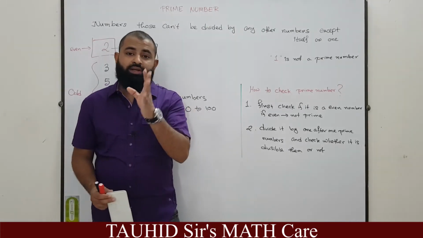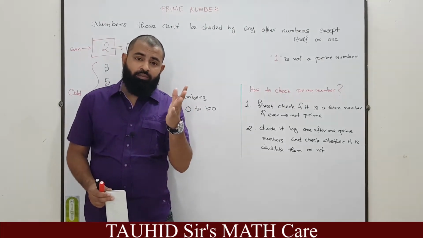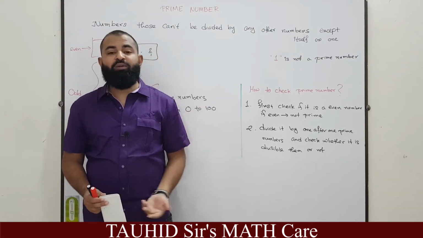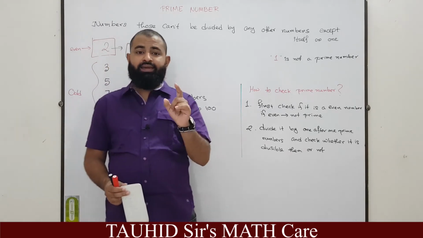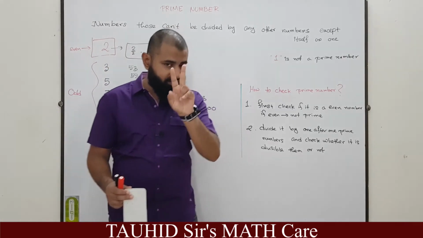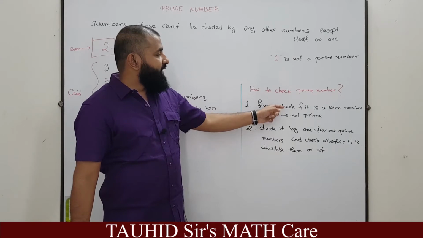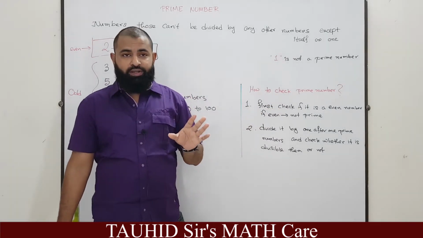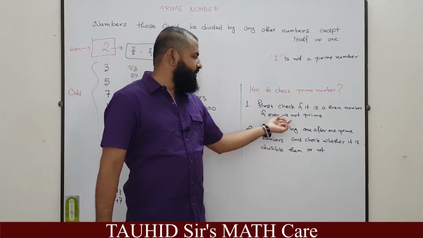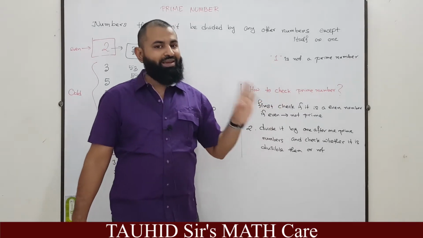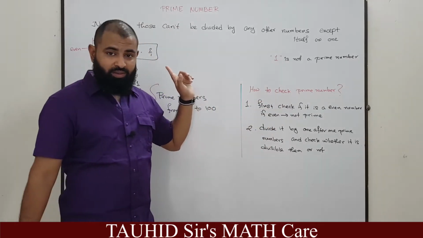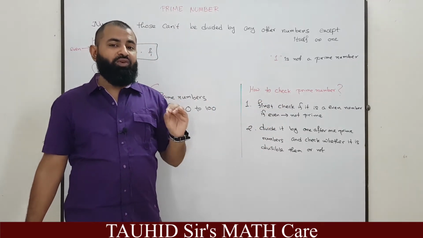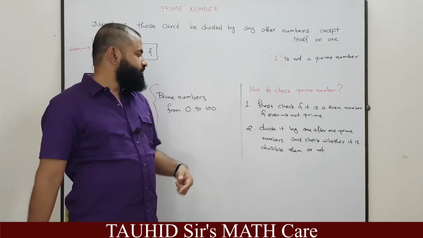How can we determine a prime number? If we are given a number, how can we say whether it is prime or not? In that case, you need to check two things. First, check whether it's an even number or not. If it is an even number, then it's obviously not prime except 2. You know 2 is a prime number and no other even number except 2 is prime.